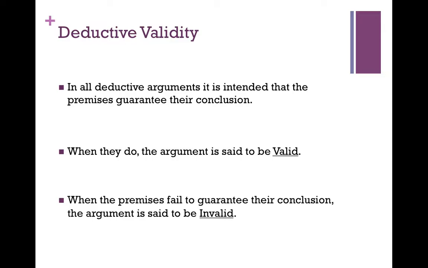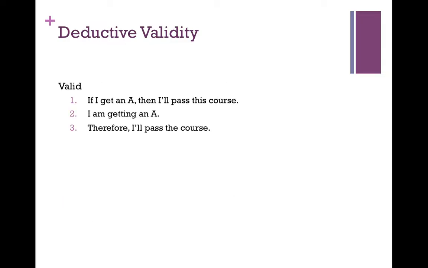We're using the terms valid and invalid in technical ways. Now, as it turns out, if an argument is invalid, then it is bad. But as you're going to see, just because a deductive argument is valid does not necessarily mean it's good. We're using the terms valid and invalid only to refer to whether or not the conclusion is established by the premises with 100% certainty. Let me give you an example, and this will make a lot more sense.